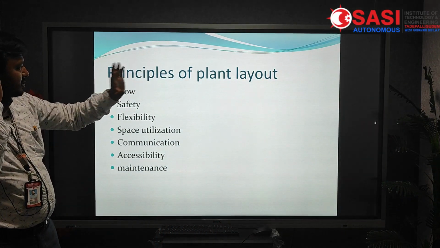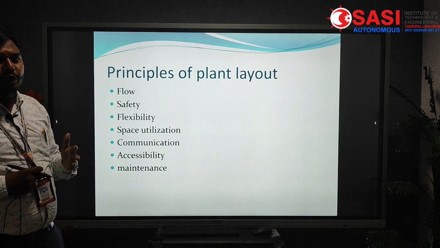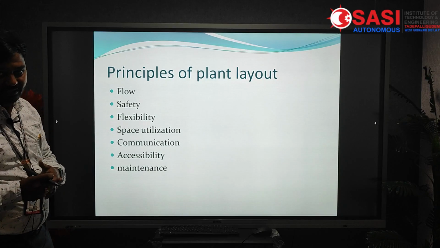And the principles of plant layout. These are the principles that must be considered by a producer in order to position the machinery.